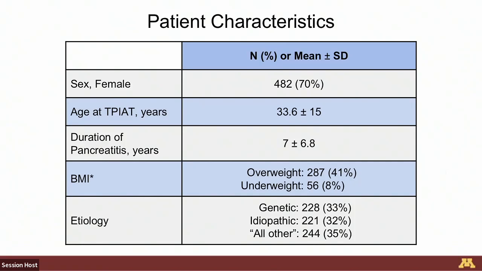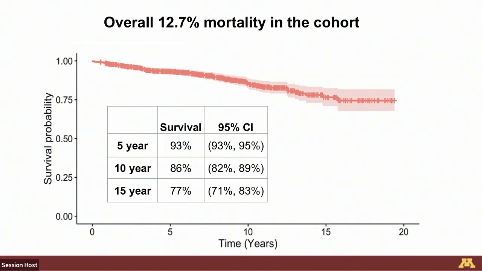The majority of our patients are normal weight or overweight, with a few that are also underweight. And the majority of the patients fit into the genetic and idiopathic categories for pancreatitis etiology. Now, for the 88 death certificates that were returned to us, that makes up 12.7% of the whole cohort. But what I want to emphasize are the 5, 10, and 15-year survival rates.